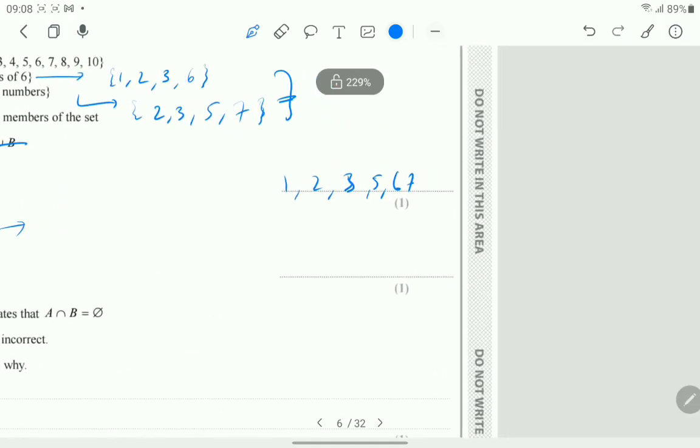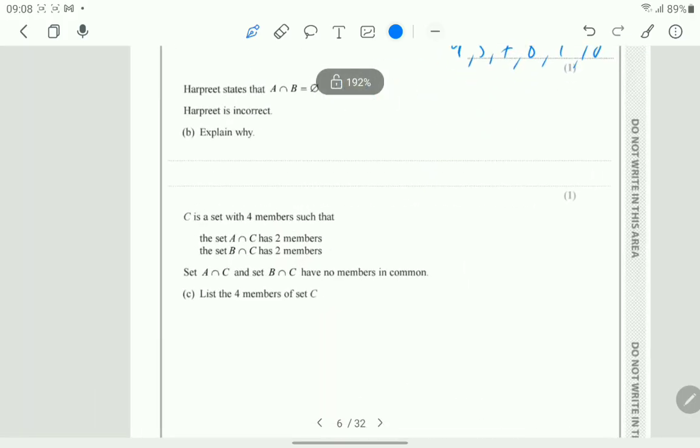And we need to write A naught. A naught means everything other than A. So we write 5, 7, 8, 9, 10, and note that 4 is also missing. So 4 is also included, and this is your final answer.